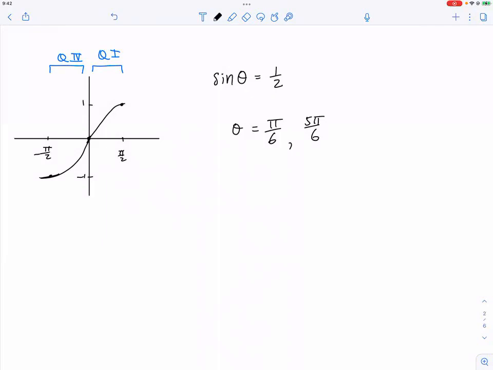Now usually when we ask you these kinds of questions, we will have a restricted domain. We will say, hey guys, theta is going to be between 0 and 2 pi, so just do that. So I was like, oh, that's easy. You think it's easy? Yeah. If you know your values, you got it.